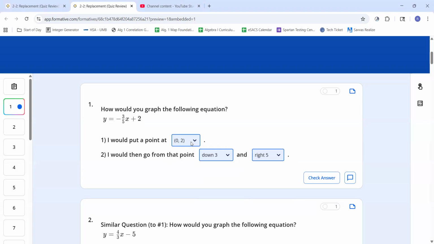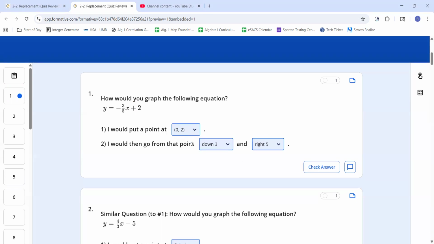The down 3 is the negative part. That means 5 has to go in a positive direction. You could also go up 3, but notice that wasn't a choice. I can go up 3 and left 5, but I didn't have that as an option. So there's the first one.